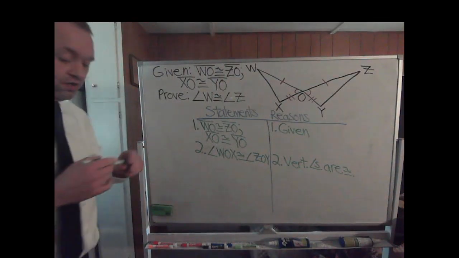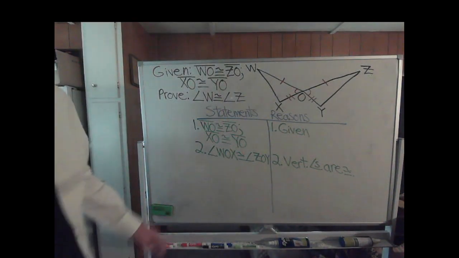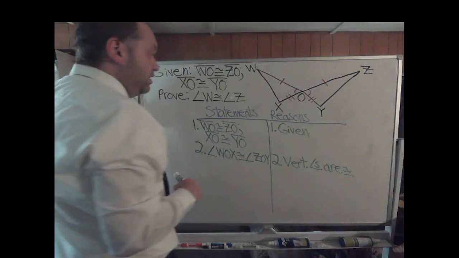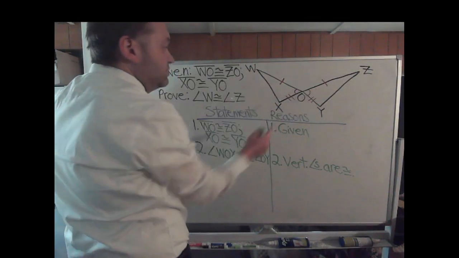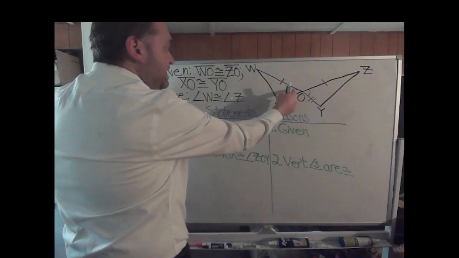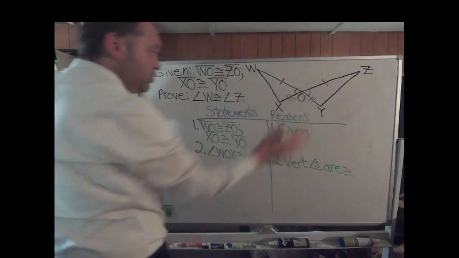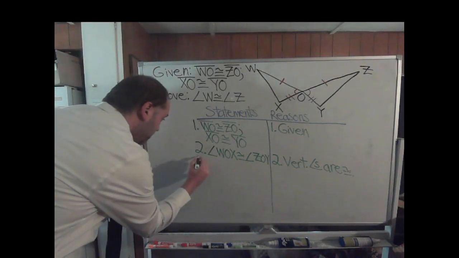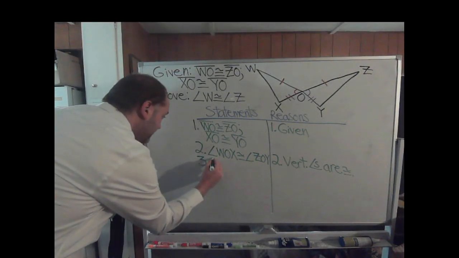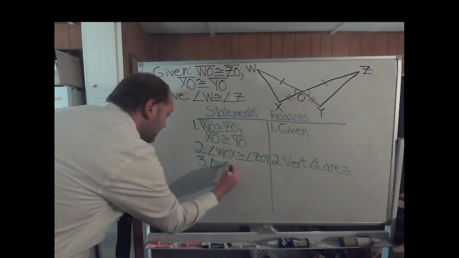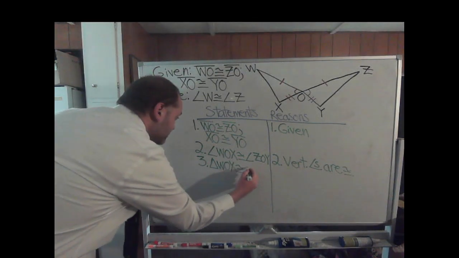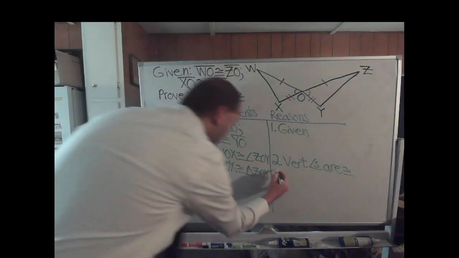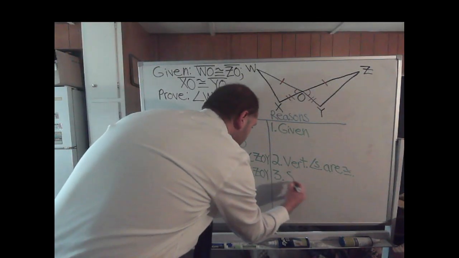Alright, so far we now have some more pieces of additional information. From here, look at these two triangles. In each case, we have a side angle side congruent in each triangle. So the only logical conclusion now is that triangle WOX is congruent to triangle ZOY. The reason for that is the side angle side postulate.